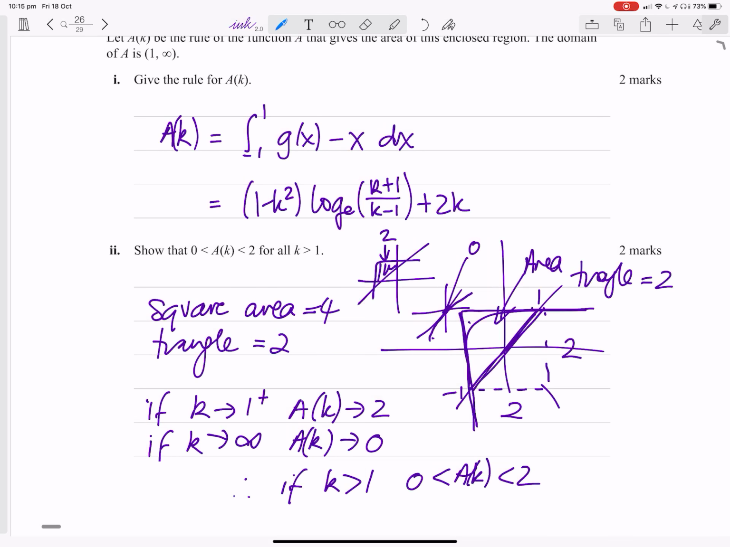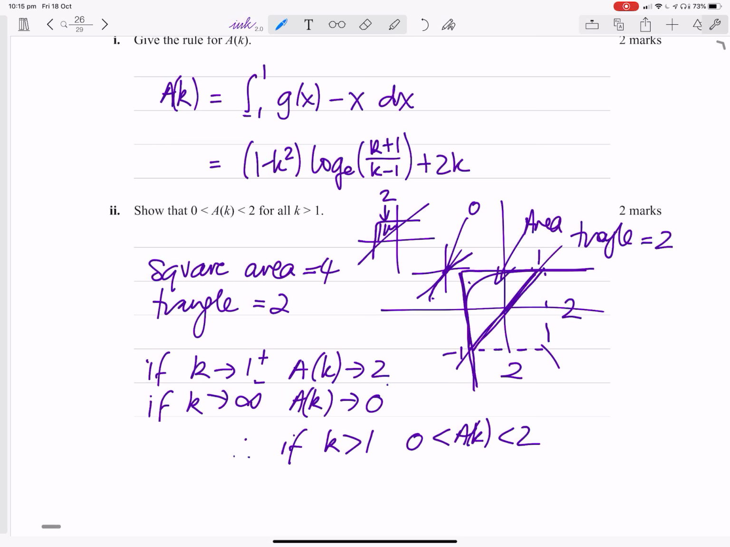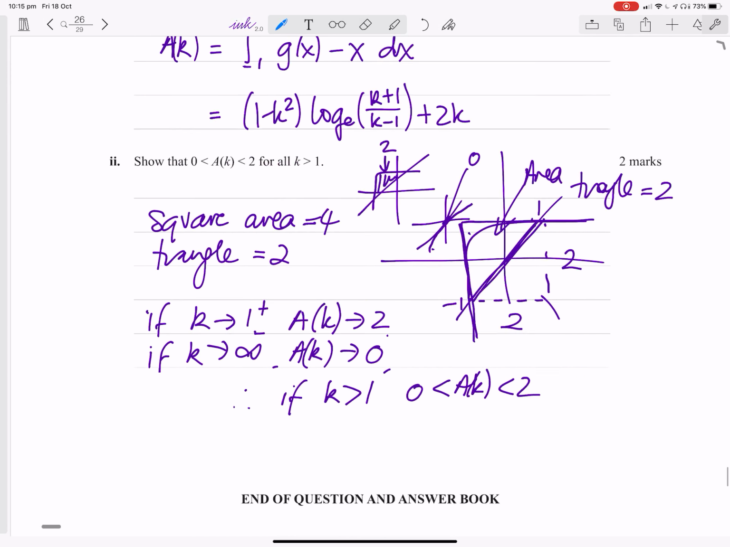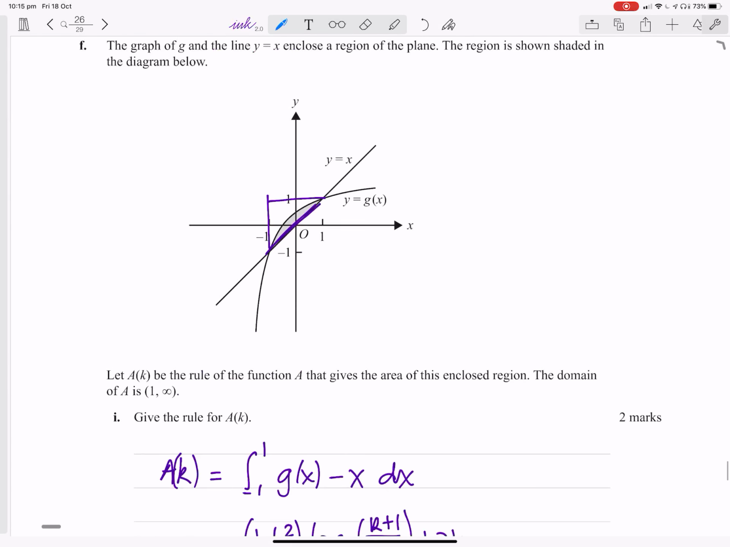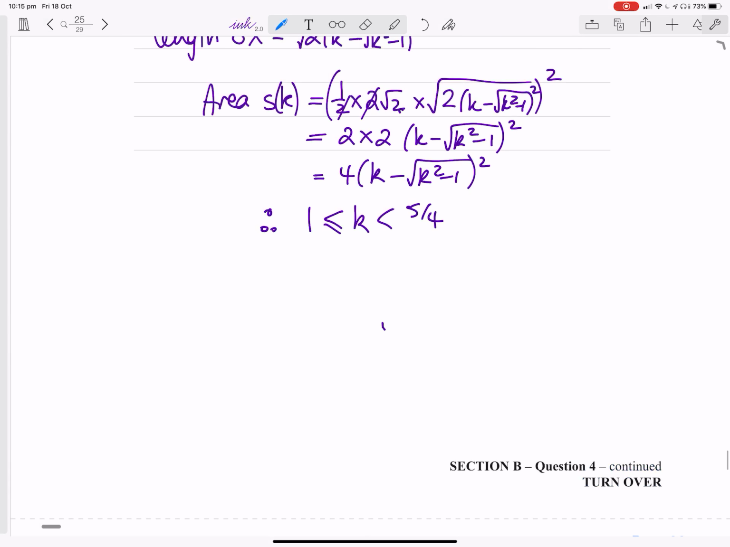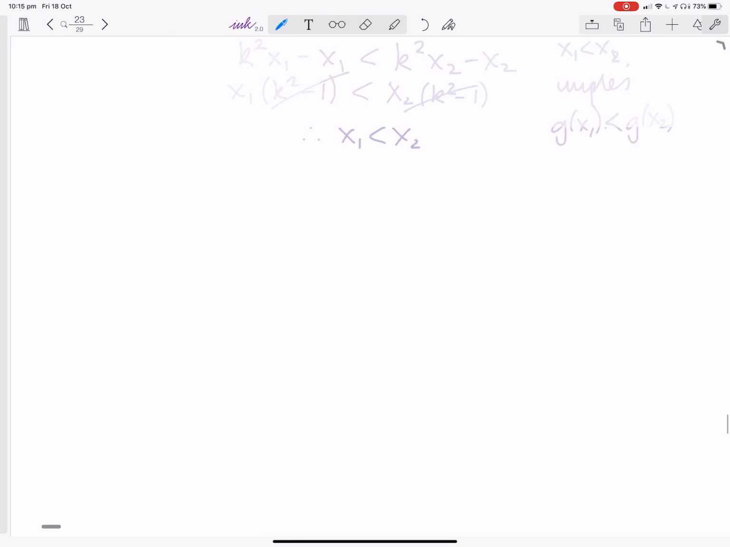I reckon they would have been pretty lenient with that one, but this makes sense. So yeah, I can see why a few kids found that pretty hard. Hopefully that makes sense, and hopefully I haven't stuffed anything up.